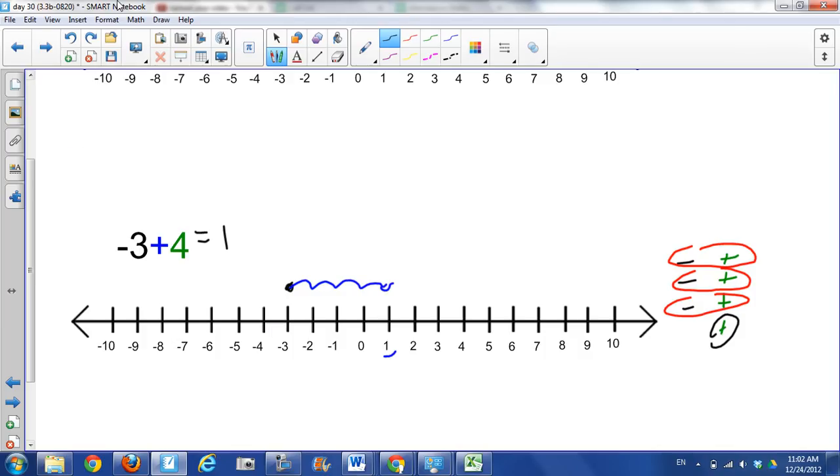1. That's adding positive numbers. 2 different perspectives: number lines and stuff that cancels out.